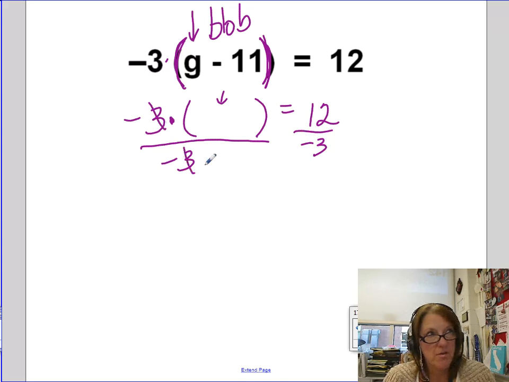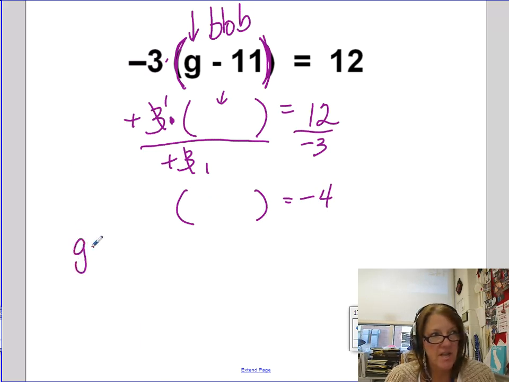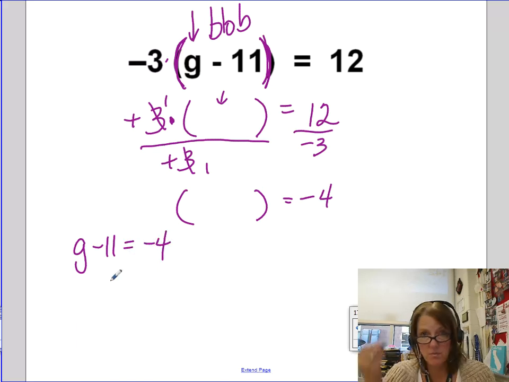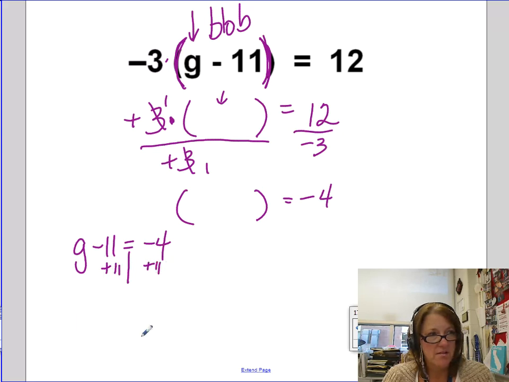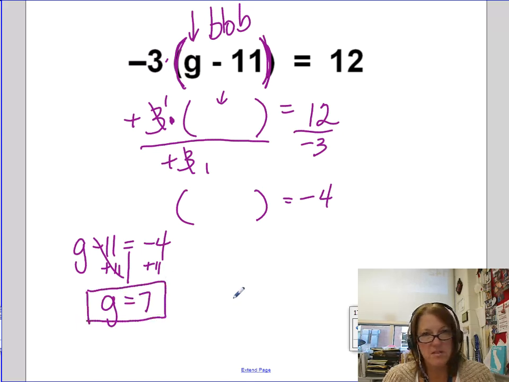Because then watch what happens. 3 divided by 3 are ones. A negative divided by a negative is positive. You just have the blob left, and the blob has to equal -4. Whatever was in the parentheses has to equal -4, and it happened to be g minus 11. Sweet. Go ahead and solve. Add 11 to each side. This goes to 0, so I get g by itself, and over here, -4 plus 11 is +7.